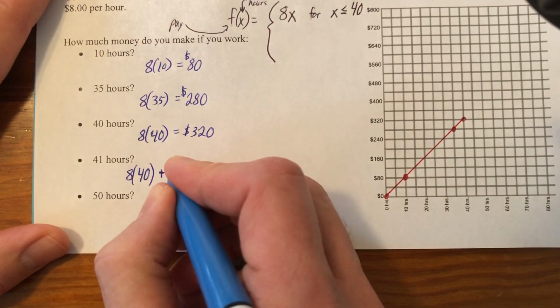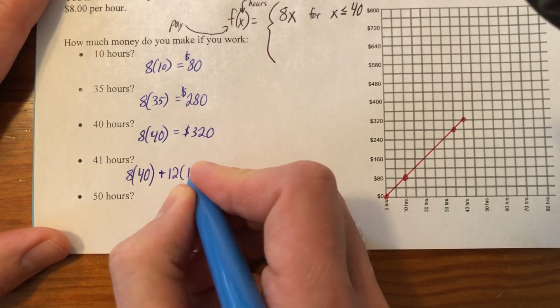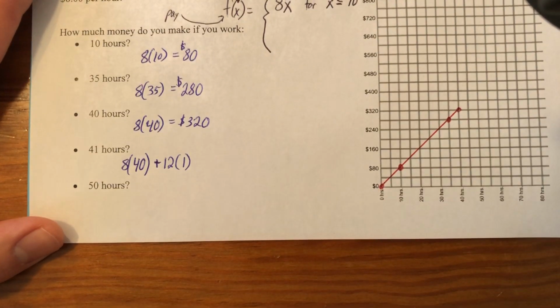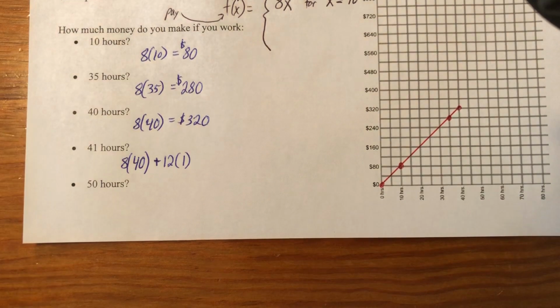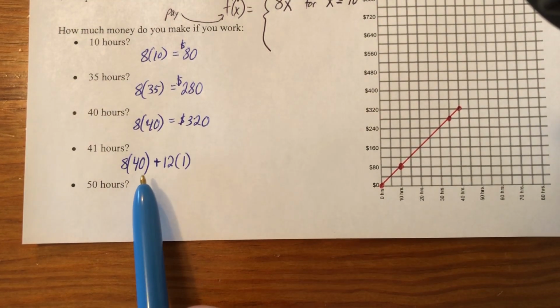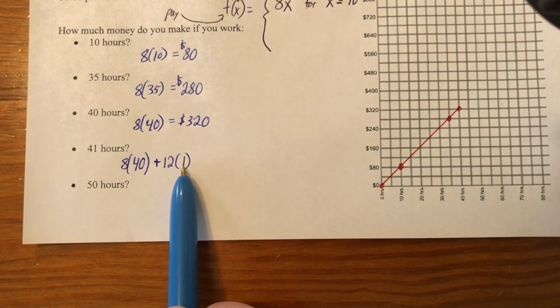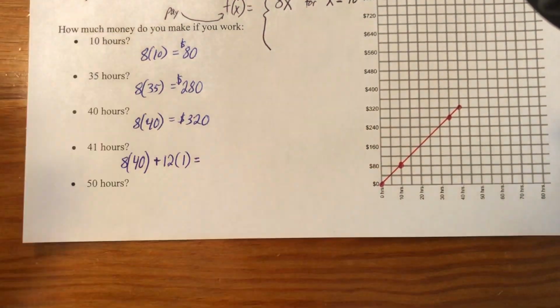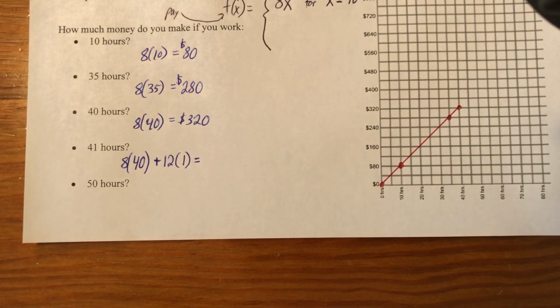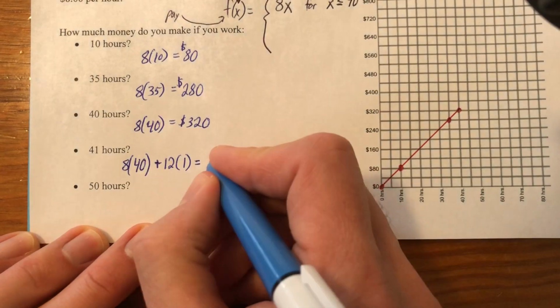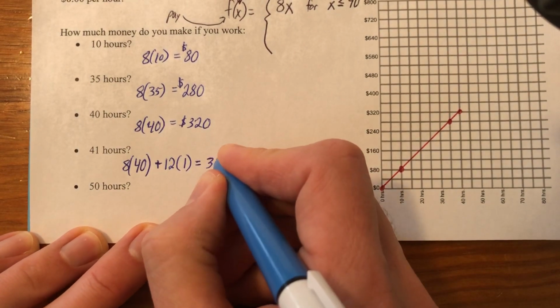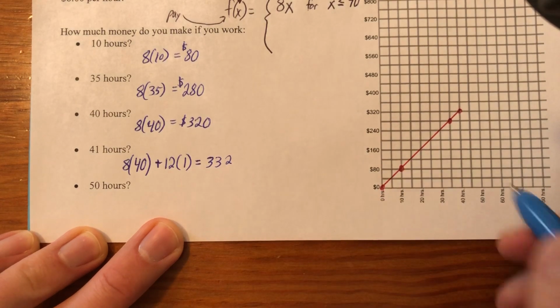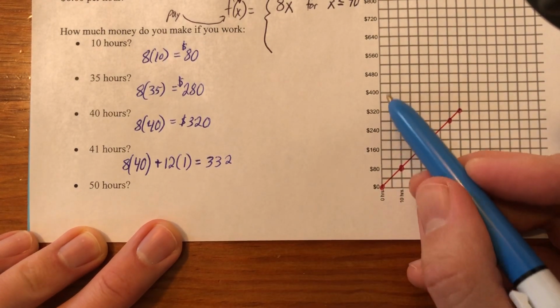So I'm going to earn 12 for that 1 extra hour I work. So here's my 40 hours. There's 41 hours. Here's my first 40, and here's my extra hour. So if you were to type this in your calculator, you would have 320 plus 12, which is going to give you 332. Now, good luck graphing that. 332 is kind of hard to spot on here.